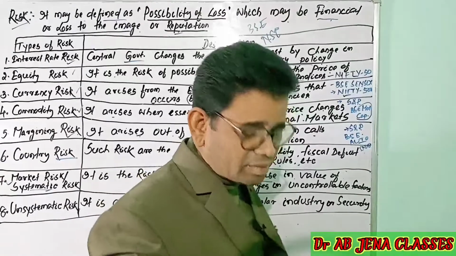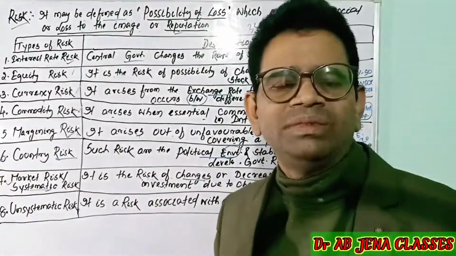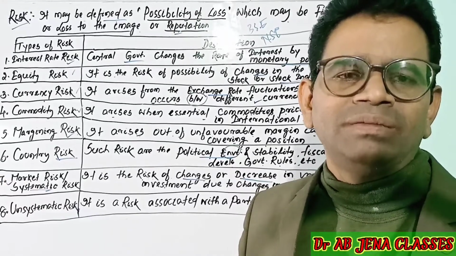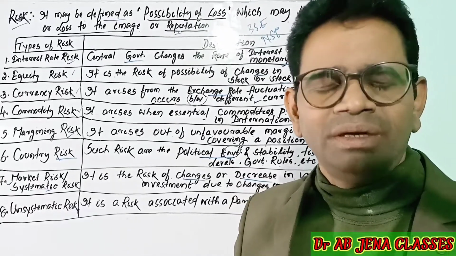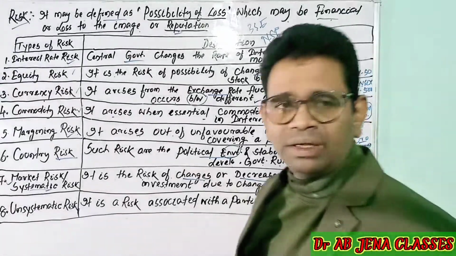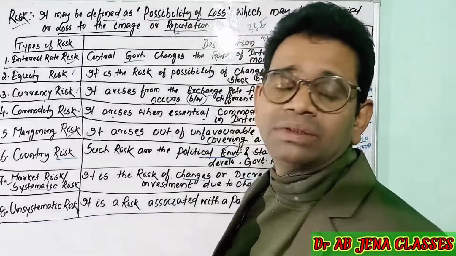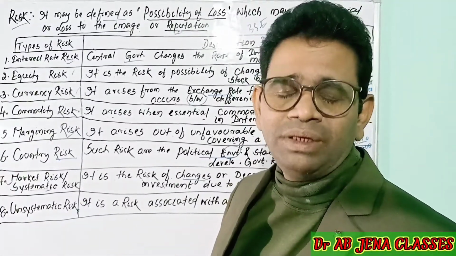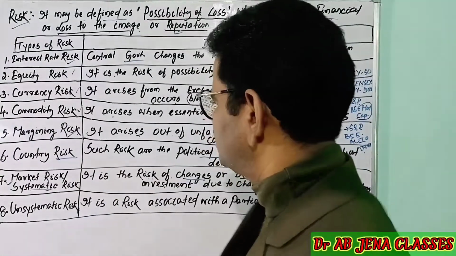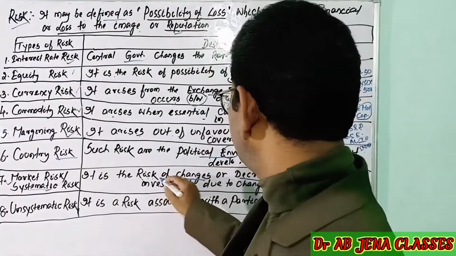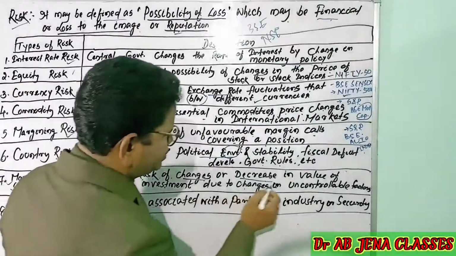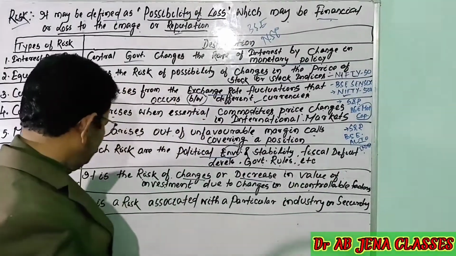uncontrollable factors. Uncontrollable factors, as we know, are the business environment: the political environment, economical environment, socio-cultural environment, technological environment, legal environment. They will influence the profitability positions and the growth and development of the business. Market risk is also known as systematic risk. It is the risk of changes or the decrease in value of investment due to the changes in uncontrollable factors.